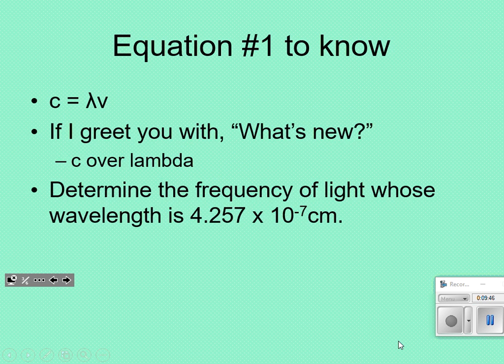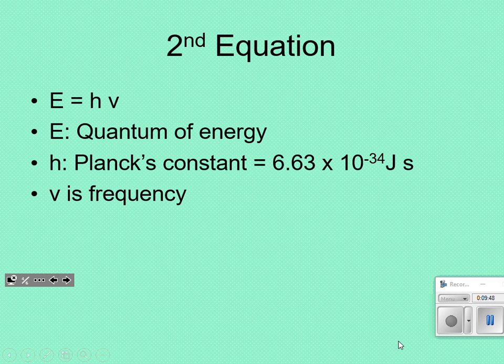So we just solved this one. Second equation is E equals h times nu. E stands for energy. Well, you can ignore the word quantum if you want to. It's just a fancy word for an amount. In order to solve this second equation, there's another constant that we're going to be working with. That constant is called Planck's constant, 6.63 times 10 to the negative 34 joule seconds. That number will be given to you. You don't have to memorize it. That second equation, E equals h times nu, will be given to you. You don't have to memorize it. Once again, nu stands for frequency.